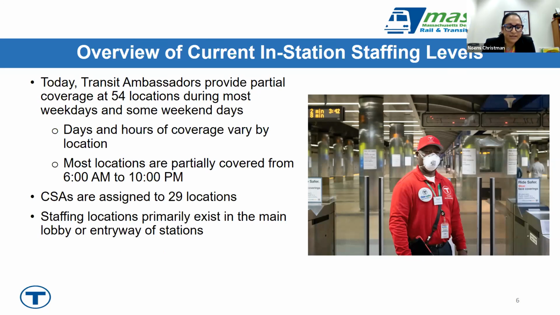Now, we have CSAs assigned to 29 locations. Staffing locations primarily exist in the main lobby or entryway of stations. Typically, stations only have one location where staff are posted. However, our larger stations are equipped with multiple entrances and elevators, such as Park Street, Downtown Crossing, or State. Two or more staffing locations may exist to ensure adequate coverage is available.